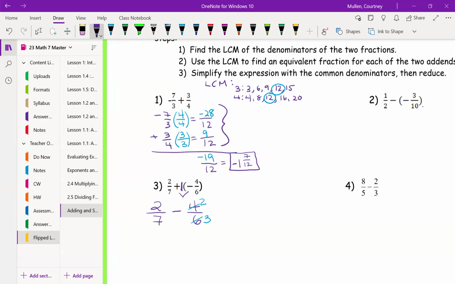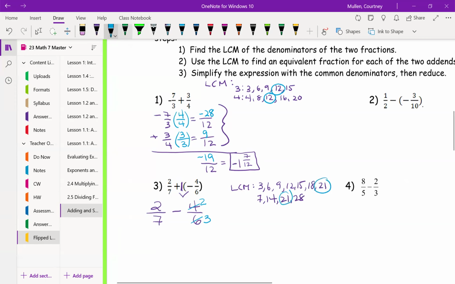Well, what's the LCM between 7 and 3? If you don't know, just start listing the multiples again. 3, 6, 9, 12, 15. And for 7, 7, 14, 21, 28. Well, I don't see anything in common on this list, so I need to keep going. So after 15, we have 18, 21. Oh, 21 popped up again, so that's my LCM.